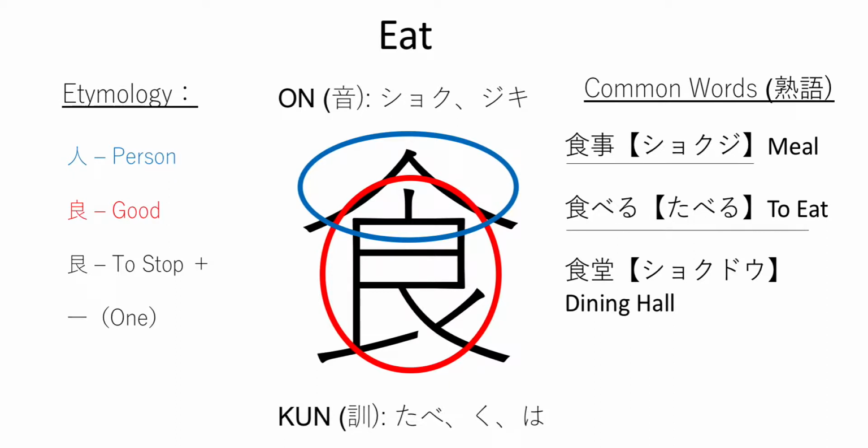Then we have taberu, to eat. Now again, taberu is more to eat and is a little more polite. There's a more polite way of saying even that. You can say meshiagaru, but there is also ku, which we see down here at the second reading under the kun reading. Then we have shokudo. If you go to a school in Japan, you'll undoubtedly go to the shokudo, which is usually the dining hall, or as we call it in English, the cafeteria.